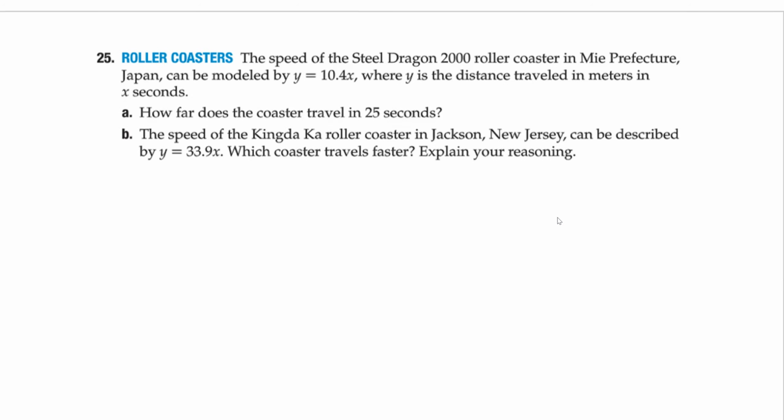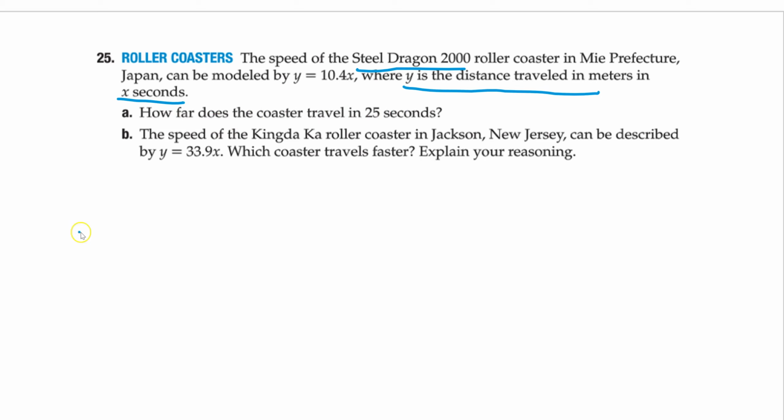Okay, last thing. So another application problem. The speed of Steel Dragon 2000 roller coaster in Mie Prefecture, Japan. I said that correctly. Can be modeled by y equals 10.4x, where y is the distance. Like, this is the equation, right? They tell you, hey, y is the distance traveled in meters, and x is in seconds. So that's what they should do every single time. So you have this equation, and we know exactly, hey, x is seconds, how long it's been, and y is how far you've traveled in meters. So the question is, how far does the coaster travel in 25 seconds?